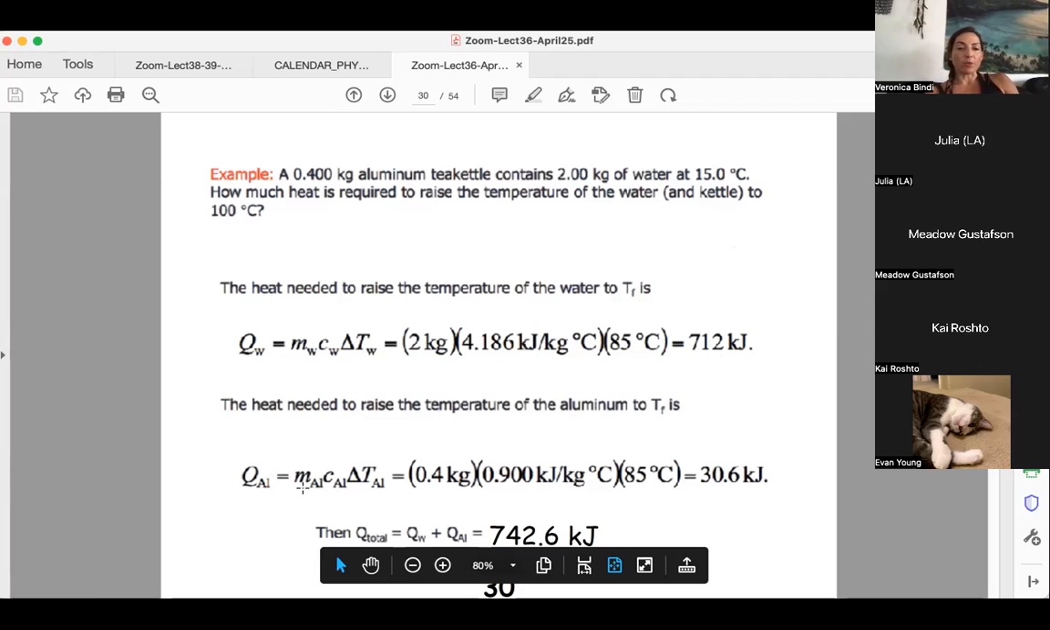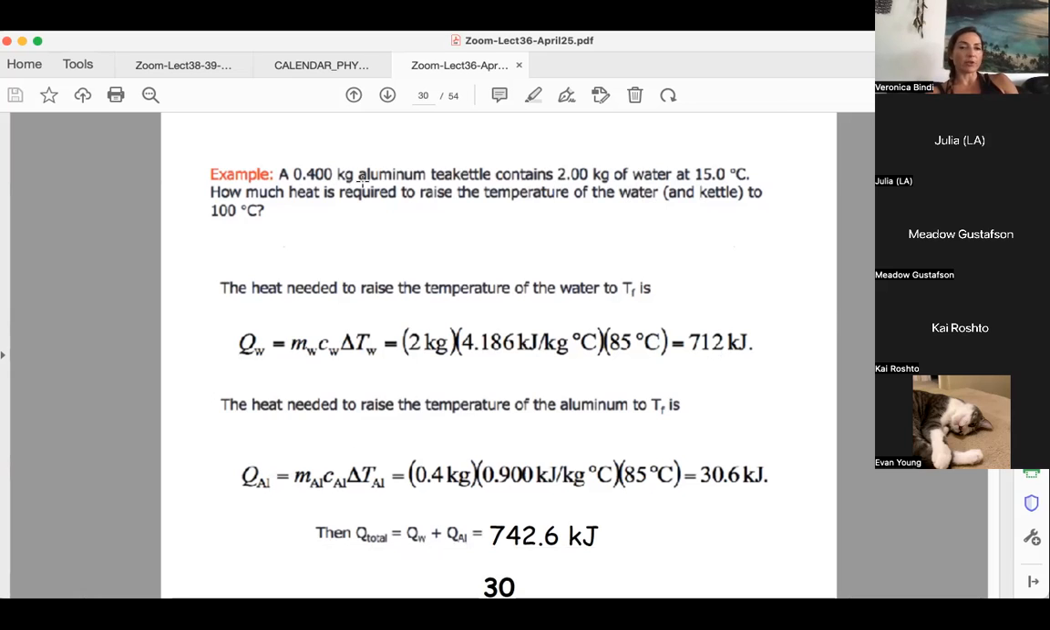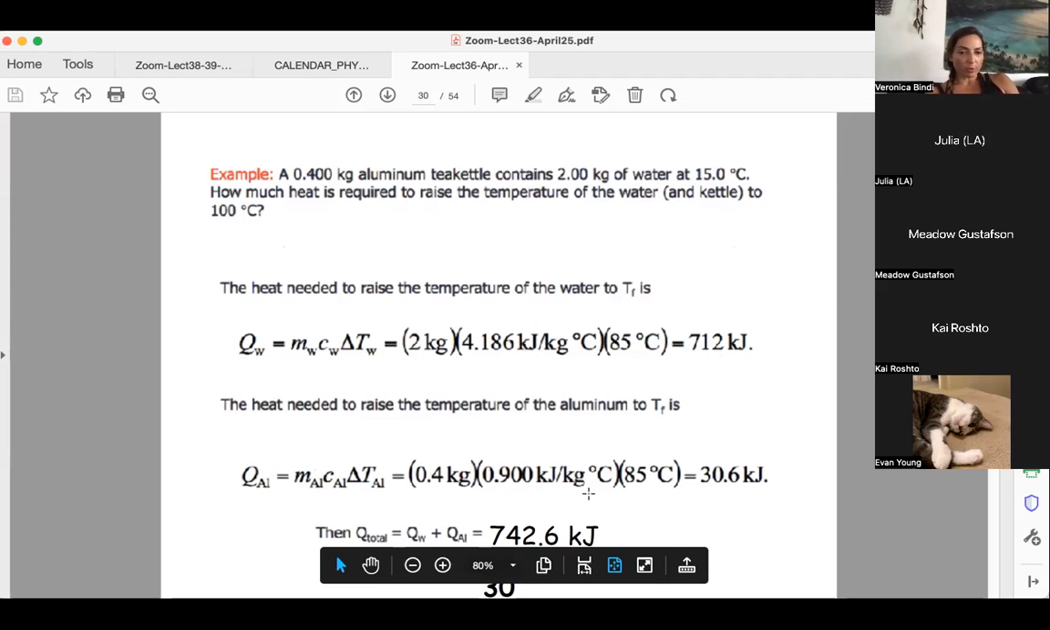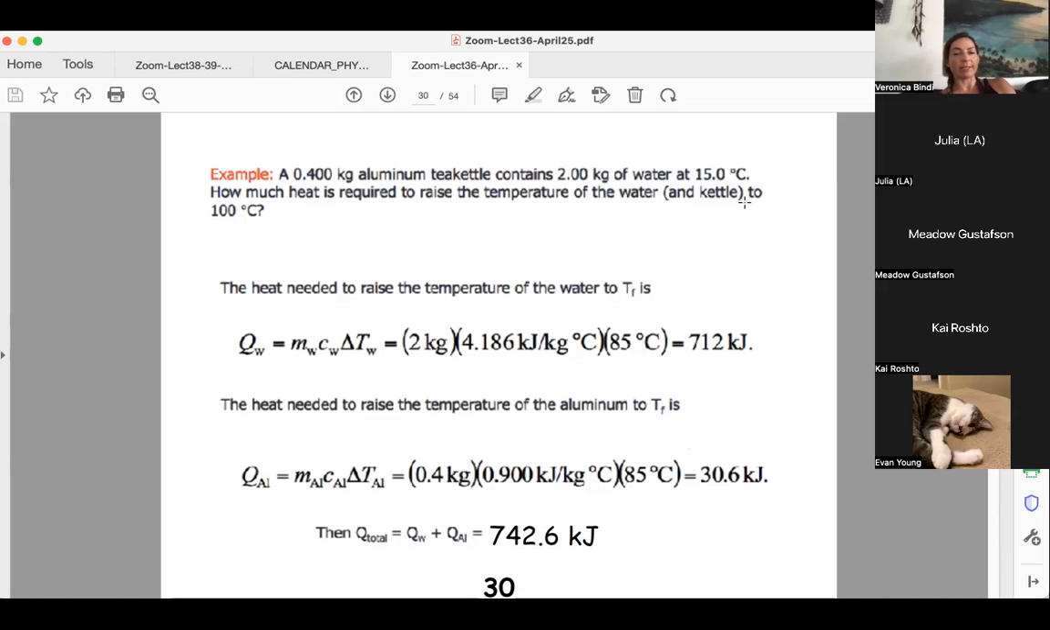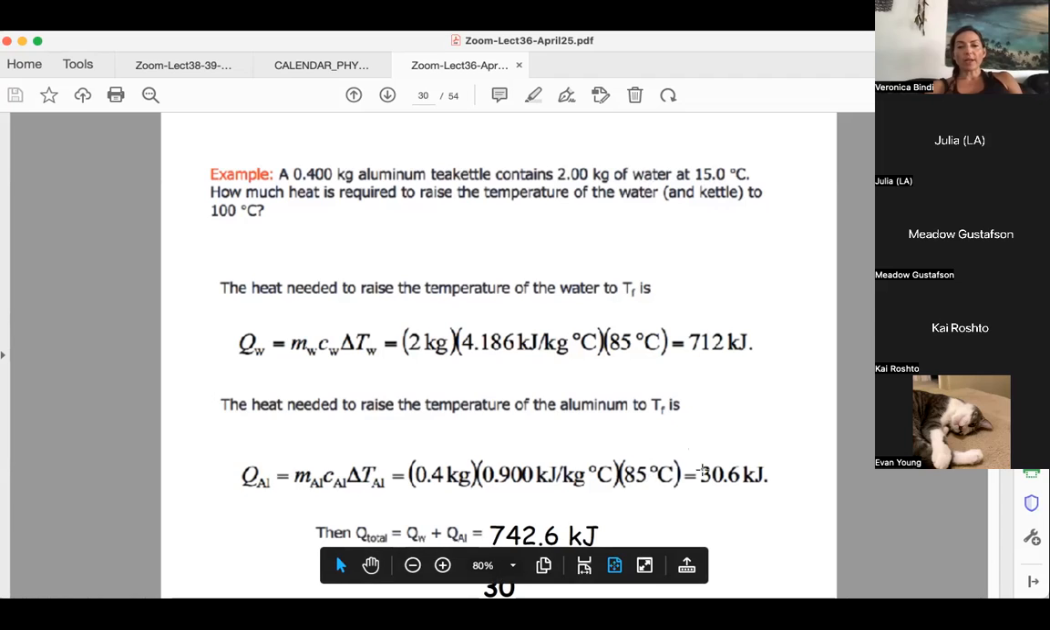The kettle is aluminum, so mass of aluminum, which is provided here, 0.400 kilogram, is already in kilogram, so no need to change anything. C of aluminum is going to be provided, and is this number here. Delta T of aluminum, again, 85 Celsius, because the temperature of the kettle is not specified, but we assume that they were in thermal equilibrium, so 15 degrees. So 85 degrees Celsius. You do the calculation and you find 30.6 kilojoules.